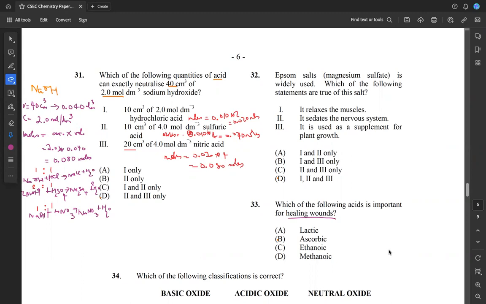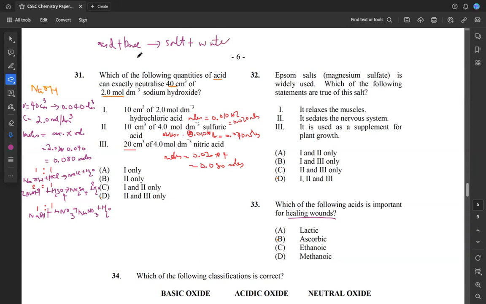Now we're at question 31, and 31 says, which of the following quantities of acid can exactly neutralize 40 cm³ of 2 mol/dm³ sodium hydroxide, right? So we know that this is going to be an acid-base neutralization. We have an acid that's reacting with a base to give us salt and water. So the acid plus the base is going to give us salt and water, right?